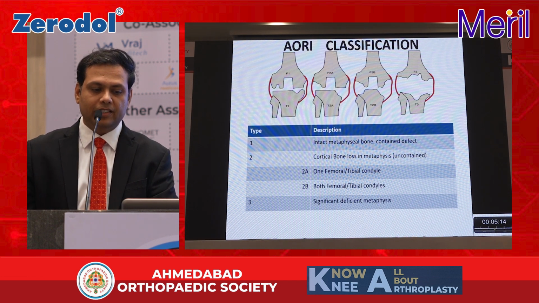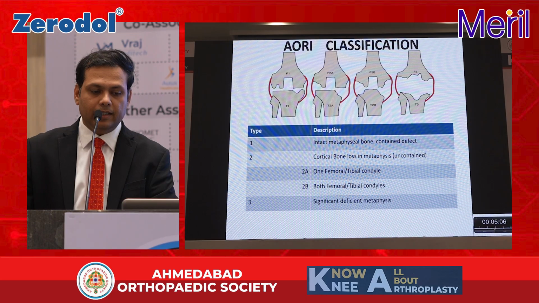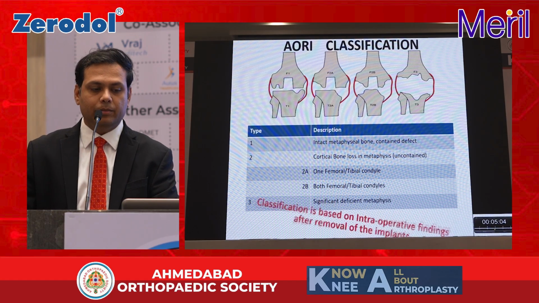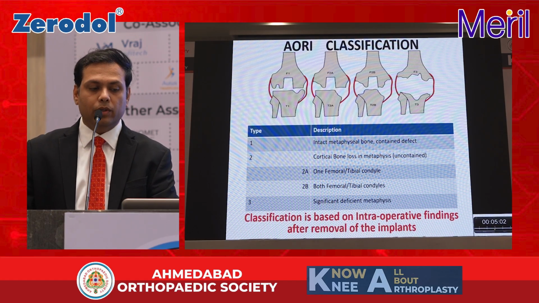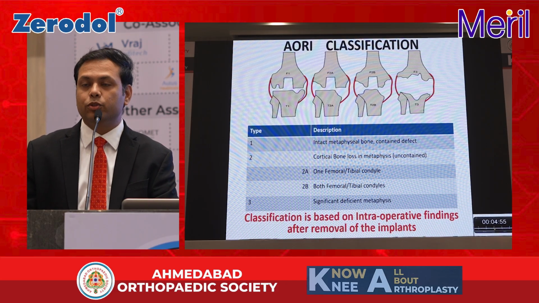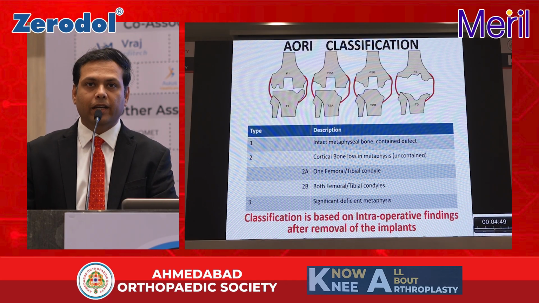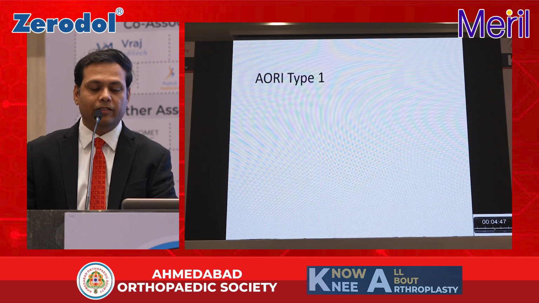In Type 1, the metaphyses are intact. Type 2 is an uncontained defect in which if only one condyle is involved, it's 2A. If two condyles are involved, it's 2B. And significantly deficient metaphysis is Type 3. Important here to know is this classification is based on intraoperative findings, that is, after the removal of the implant. So you cannot decide prior whether this is type 1, type 2 or type 3. After you remove the implants, then you can make out which type you are dealing with.